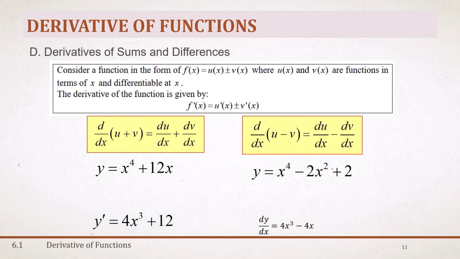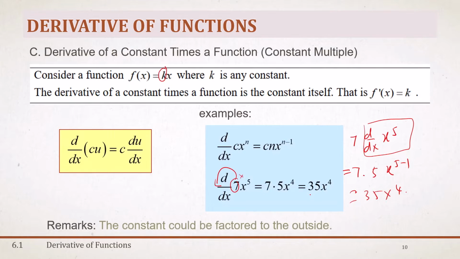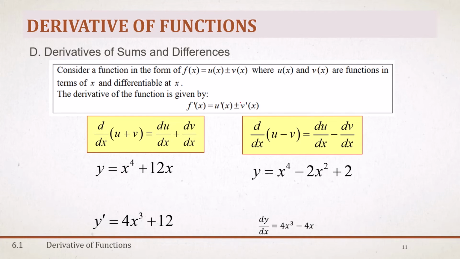And then now I have the derivative of the sum and difference. What do we mean by the sum and the difference? I have two different functions, for example a u and a v. These two are different functions, and I can separate them. Now we look at y equals x to the power of 4 plus 12x. This one is a polynomial of power 4, and this one is linear.